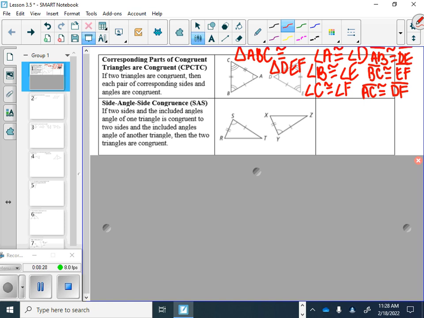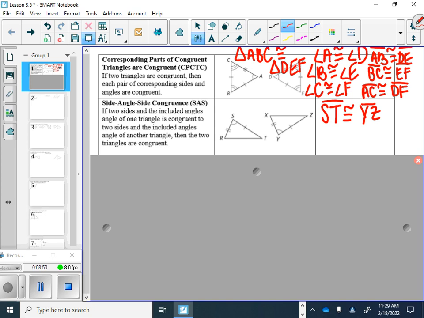Okay, so let's do what we did in the last one to name our pieces. Let's start off with our side. Okay, side ST is congruent to what side? Be careful with your naming. Side ST is congruent to? YZ, good. Okay, I started off with the angle. I gotta start off with the angle on the other, so YZ, good.